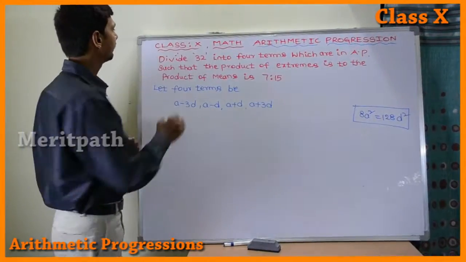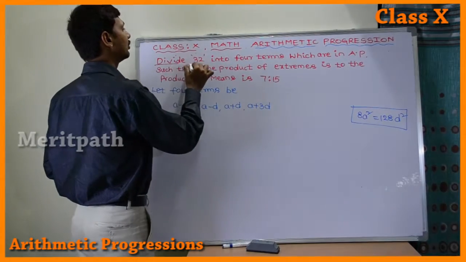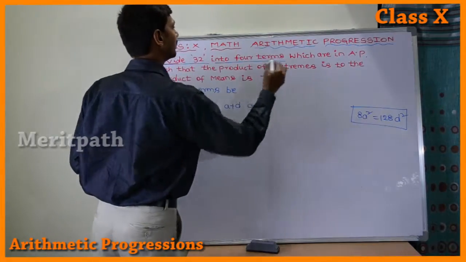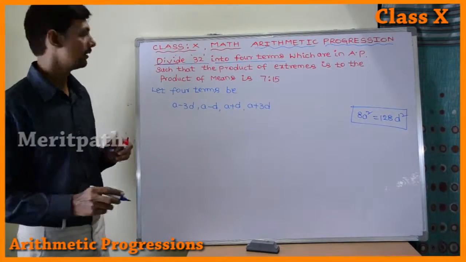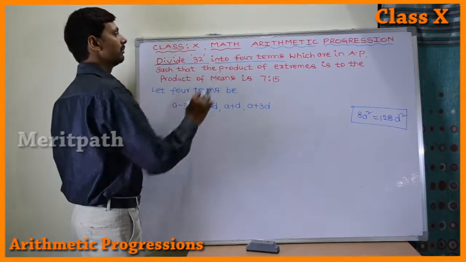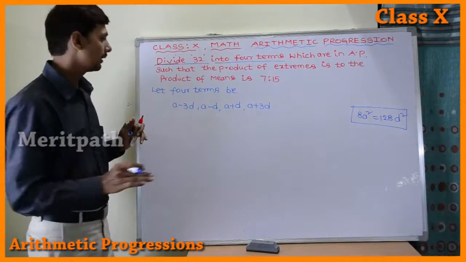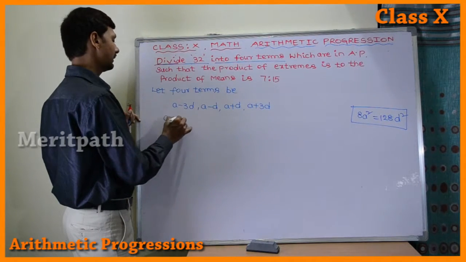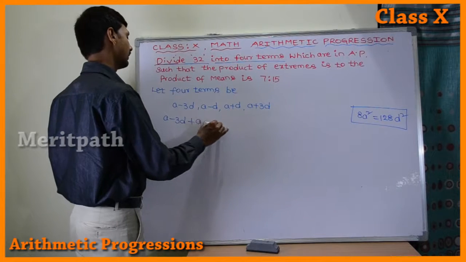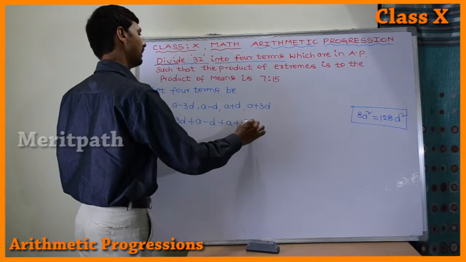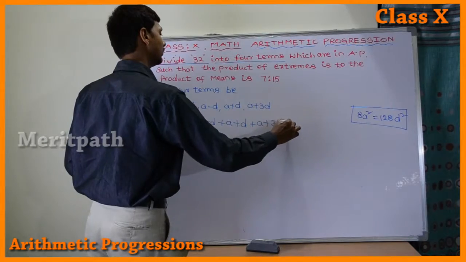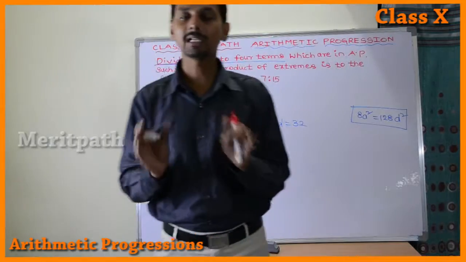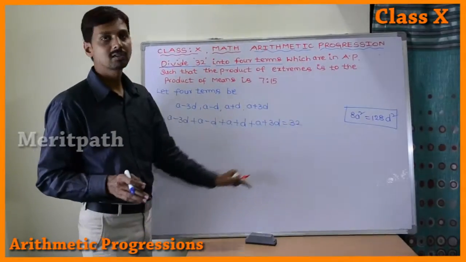Divide 32 into 4 terms which are in AP, so that 32 is divided into 4 terms and the sum of the 4 terms is equal to 32. So a minus 3d plus a minus d plus a plus d plus a plus 3d is equal to 32. The sum of the 4 terms, if you add those 4 terms, then it becomes 32.